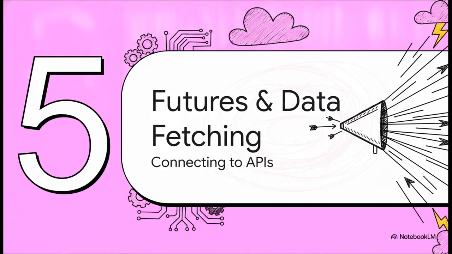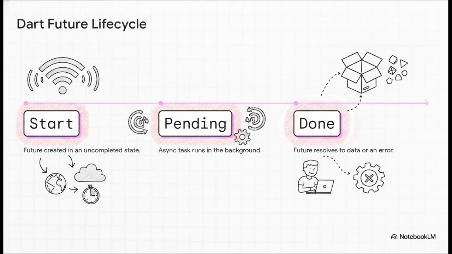Finally, Section 5, Futures and Data Fetching. It is time to connect our strictly structured Dart app to the wild, unpredictable outside world. See, when you request data from the internet, it doesn't just arrive instantly. In Dart, we handle this delay using futures. And if you've used JavaScript or Python, these are exactly like promises.